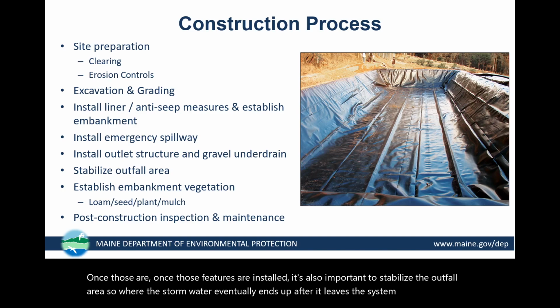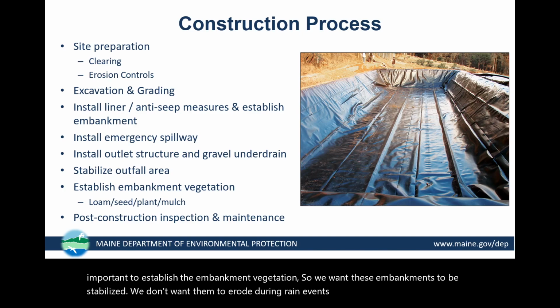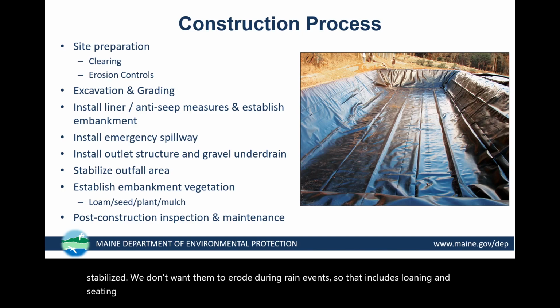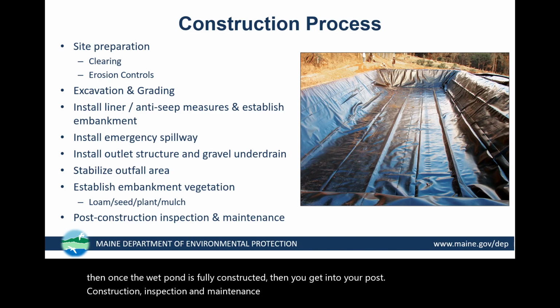It's also important to establish the embankment vegetation, so we want these embankments to be stabilized. We don't want them to erode during rain events, so that includes loaming and seeding, planting, mulching, whatever you need to do to establish those embankments. And then once the wet pond is fully constructed, then you get into your post-construction inspection and maintenance practices.